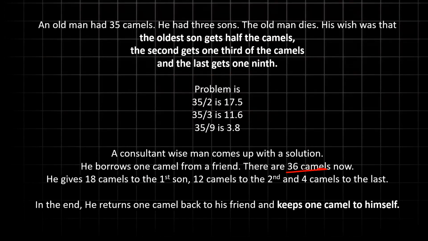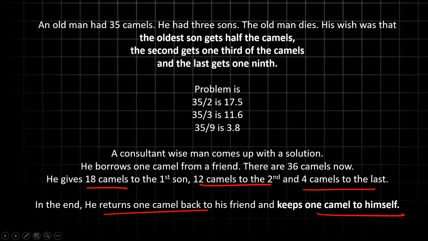I know you guys know the solution. So he gives 18 camels because half the camels have to go to the first son, 12 camels to the second son, and 4 camels to the last because a 9th of 36 is 4. In the end, 2 camels are left because 18 plus 12 plus 4 is 34. He gives back the camel he borrowed, and keeps 1 camel to himself.